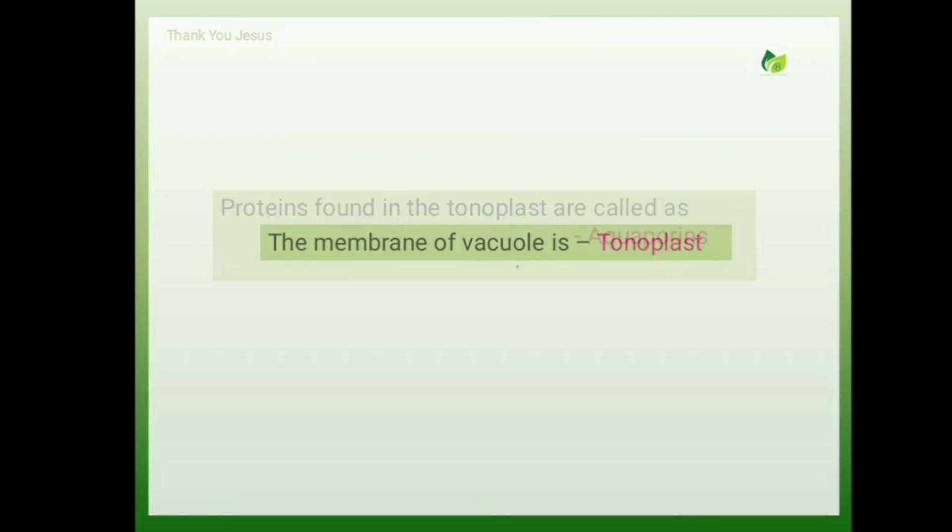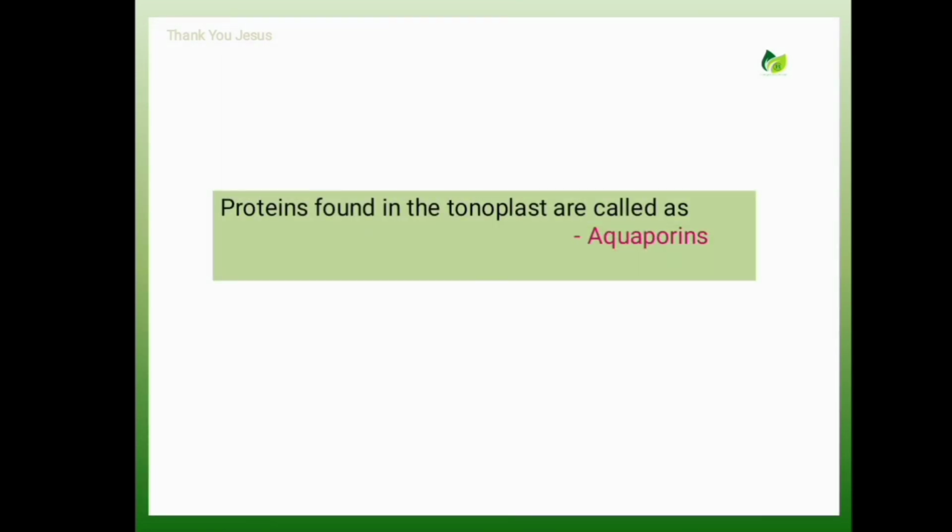Okay, so next question. Proteins found in the tonoplast are called as? Answer is aquaporins, which control the flow of water into and out of the vacuole through active transport. Okay, so they are also involved in the pumping of potassium ions into and out of the vacuole. So actually aquaporins control the flow of water and other small neutral molecules across the membrane.